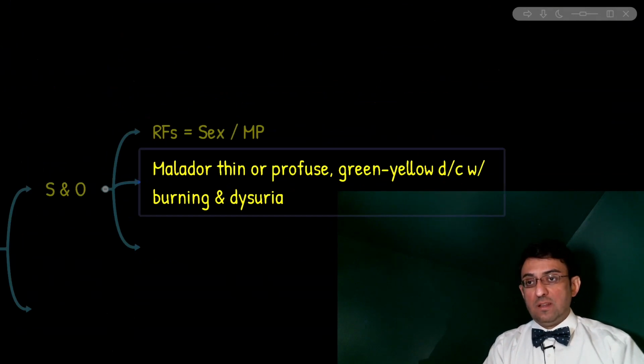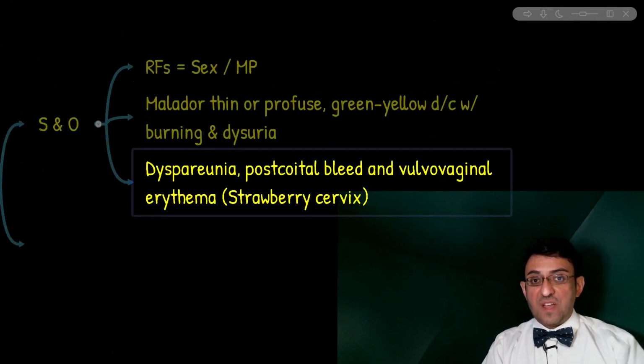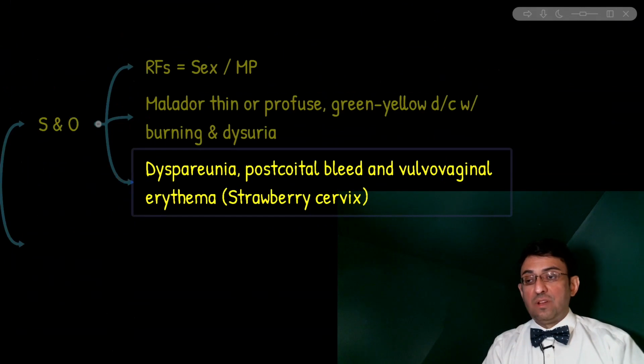Here, not only we are dealing with the symptoms of discharge, that's malodorous, with irritation, but we do have symptoms of inflammation. So we have pruritus and dysuria, and specifically we have profound vulvovaginal erythema that is referred to as strawberry cervix. Every time you hear strawberry cervix, remember postcoital bleeding could be also present.